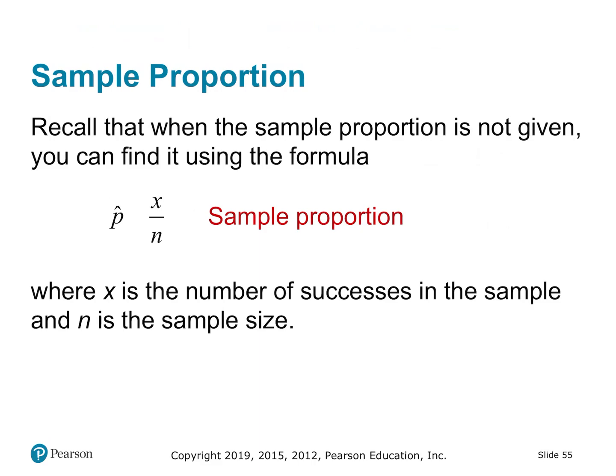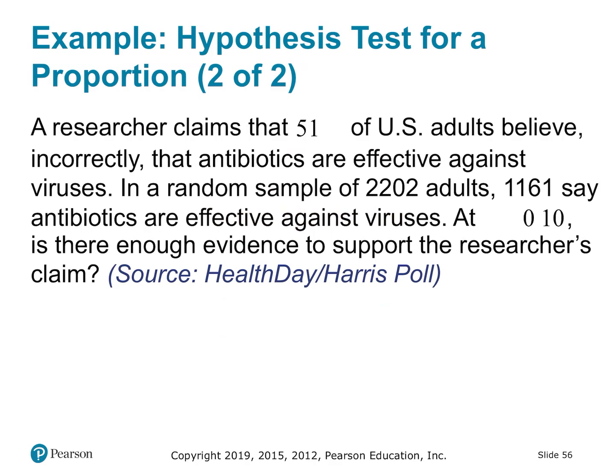Okay, now we've kind of gone through this already. I didn't really show the example, but sometimes they may not give you p hats. You may have to get that yourself. And this is right out of the binomial part of the class. X is the number of successes, and n is the sample size. Of course, it's little n.